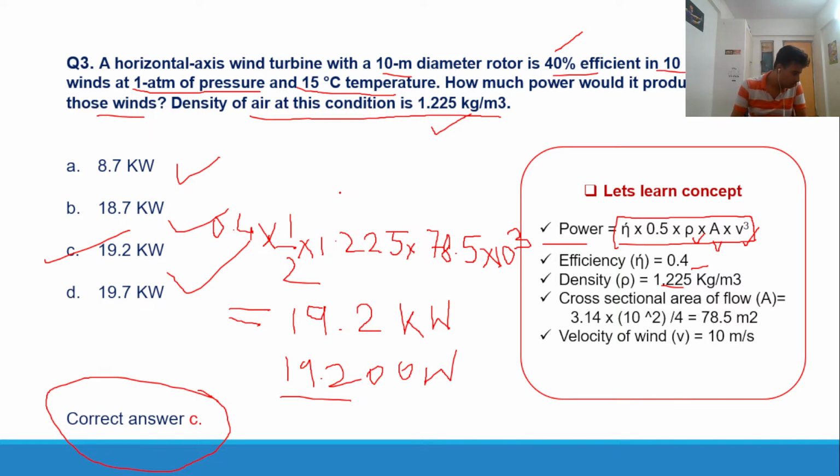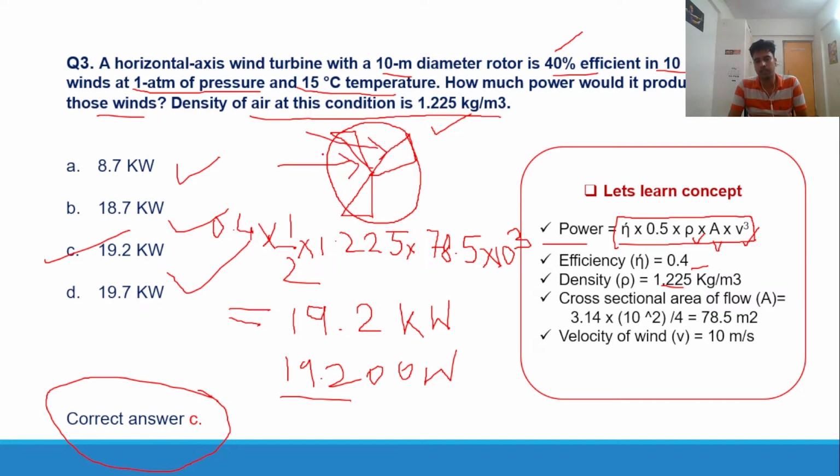Sir, can you explain how cross sectional area is calculated? Okay, Jayantan, simple. If these are the wind turbines, like this, the cross sectional area is basically how much area the wind will face. If the wind turbine moves, how much area does the turbine blade sweep? This whole circle, and the diameter is given, 10 meter.